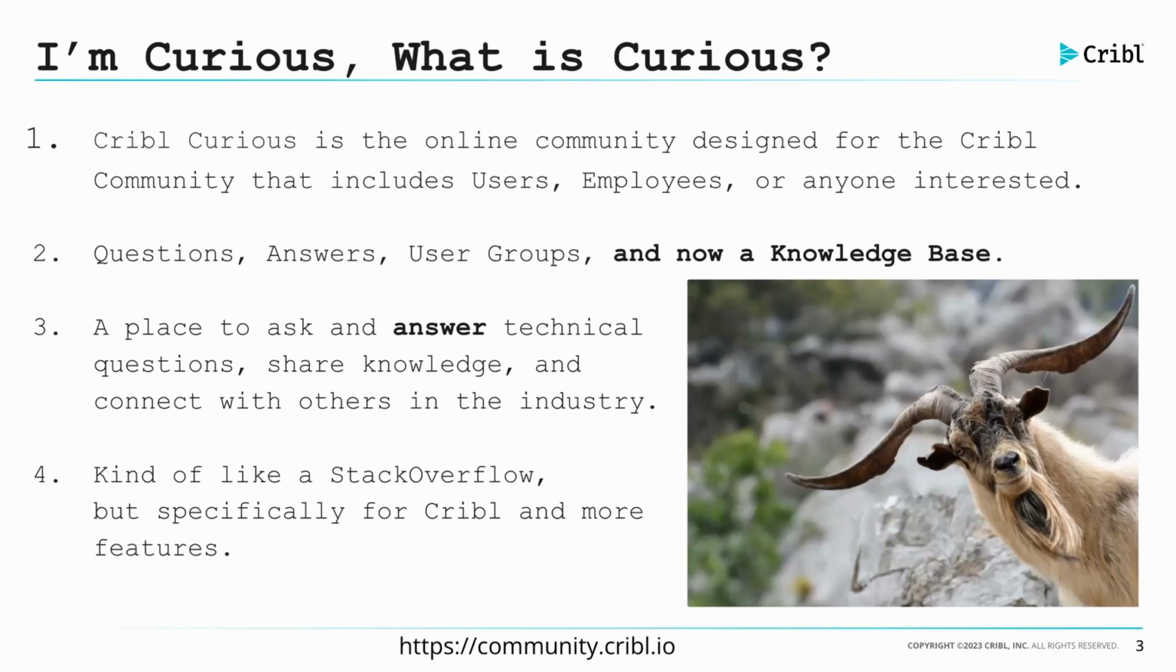So, Slack is great, but sometimes finding the answers in Slack just isn't that easy. So having it up on our knowledge base and the questions and answers definitely helps everybody to be able to get the answers that they need. And it lets you start to connect with people, especially with the adding of the user groups, so you can start finding people in your local area that we can get together with. I kind of joke that it's Stack Overflow, but with a Cribl focus. But we also have more features now that we have knowledge base and user groups. You can find it at community.cribl.io.